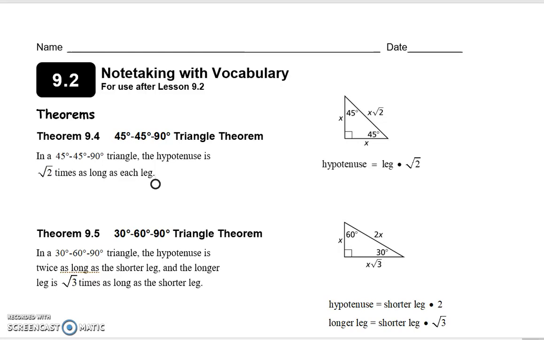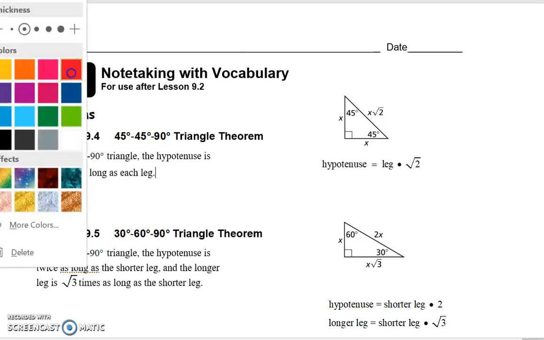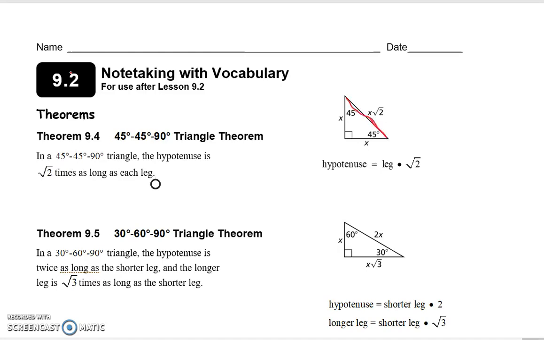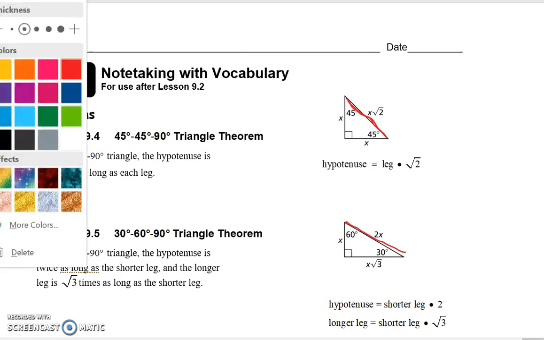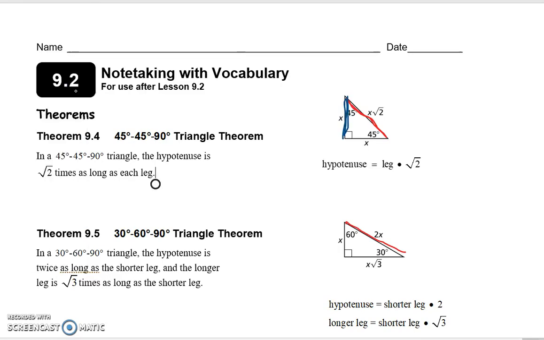So you have two things. You have the hypotenuse, which is here. This is the hypotenuse. And then you have legs. So you have these two legs on this one, and then you have these two legs on this one.